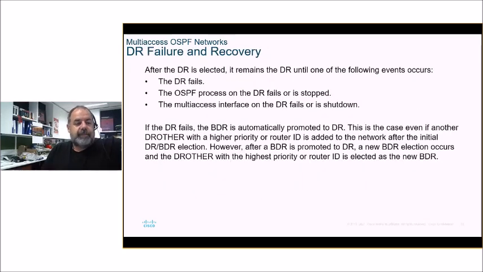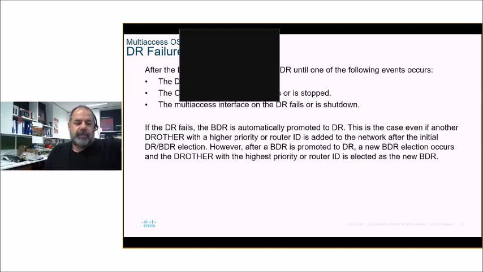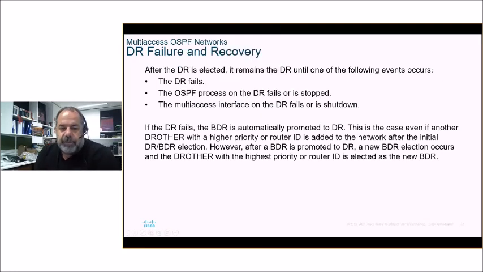And so basically the DR is elected, it remains DR until one of the following events occurs. The DR fails, or someone stops or restarts the OSPF process, and so all the multi-access interfaces on the DR fail or are shut down. If the DR fails, the BDR is automatically promoted to DR. This is the case even if another DR other with a higher priority is added to the network after the initial DR-BDR election. That one with a higher priority will end up being BDR.